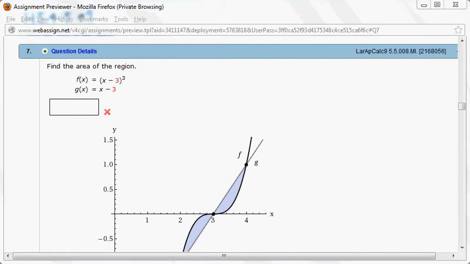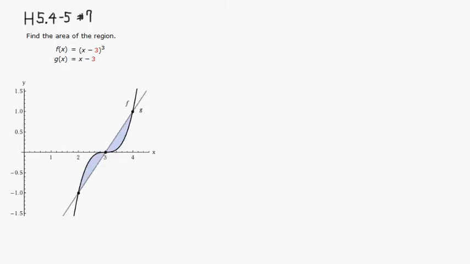Okay, let's look at the homework 5.4, 5.5, number 7. We want to find the area of these enclosed regions. So let's do that. According to the given picture, it looks like the intersection points are going to be at 2, 3, and 4. Right? But let's double check.